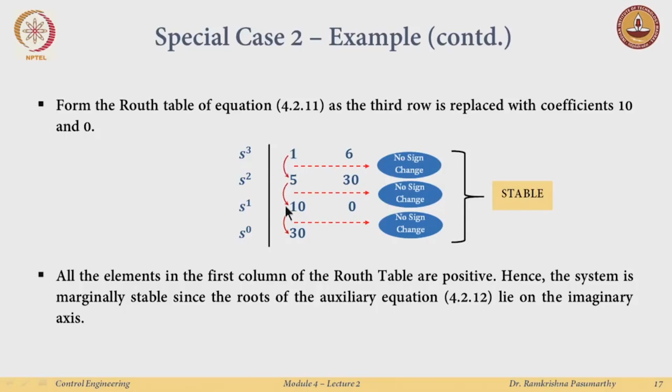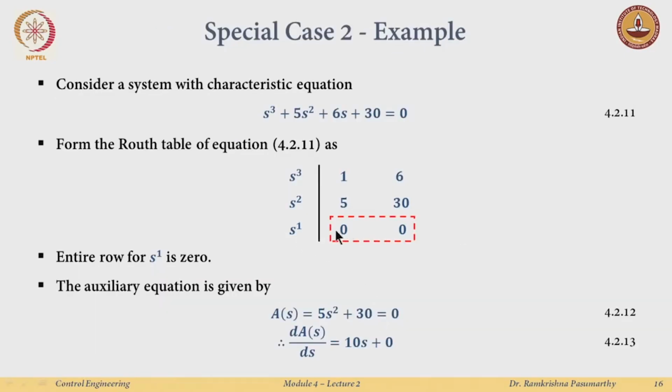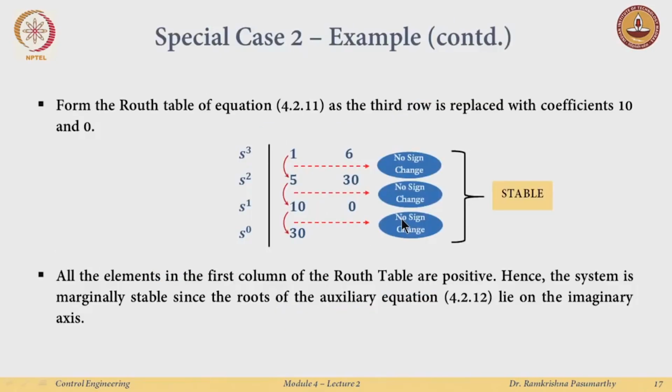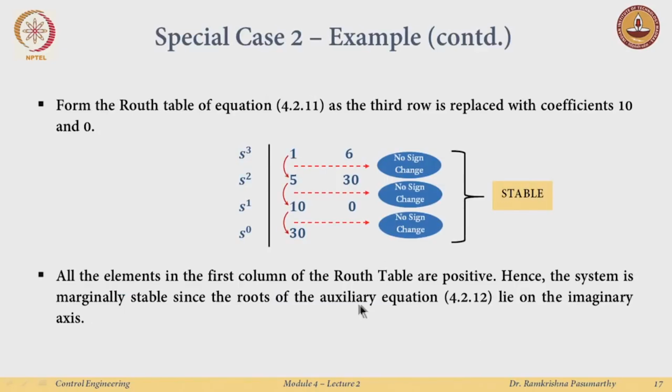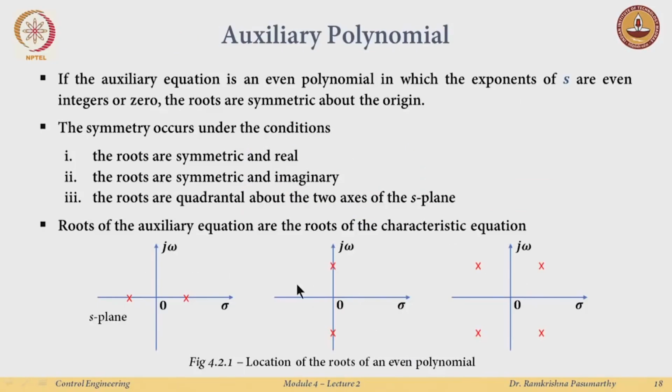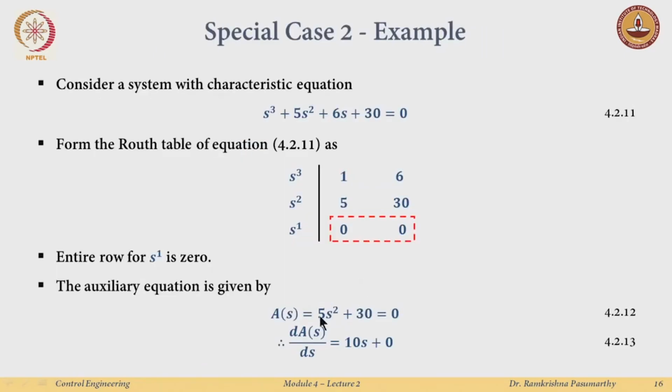The answer is no, no, no, and therefore, I can conclude that the system is stable because all elements of the first column are positive, right. Okay. There is something a little more here, right: since the entire row is going to 0, there is an existence of a pair of roots which are on the imaginary axis, and that is simply given by solutions of this equation.